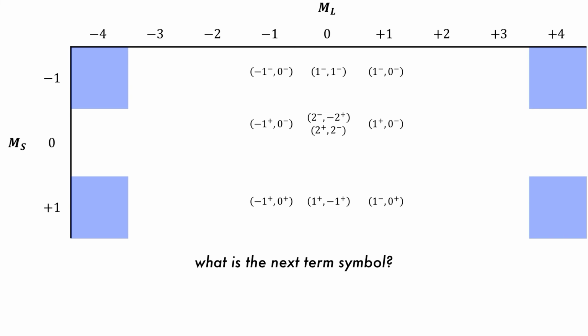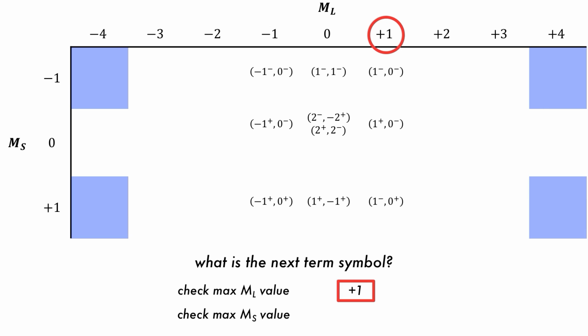Now, what will be our next term symbol? First, look at the table and find the maximum ML value remaining, which is plus 1, meaning P. Then we check our available MS values. For our ML values, we have all available to us from minus 1 to plus 1. So we will have a triplet P atomic state.